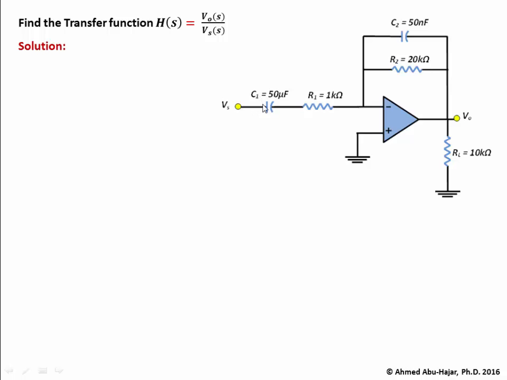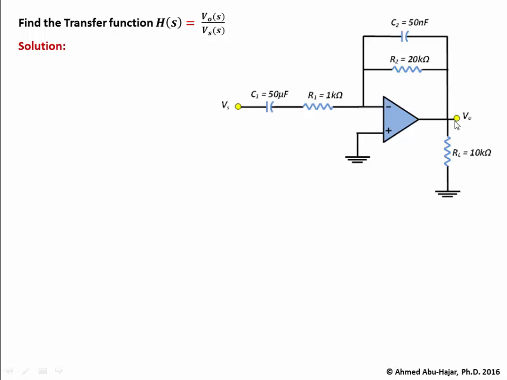By looking into the circuit we can see that the input signal Vs is connected to a 50 microfarad capacitance, we called it C1, which is also connected to a 1 kilo ohm resistance that is called R1. And the resistance is connected to the feedback path, which has R2 in parallel with C2, where R2 is 20 kilo ohm resistance and C2 is 50 nanofarads, which is connected to the output of the op-amp.